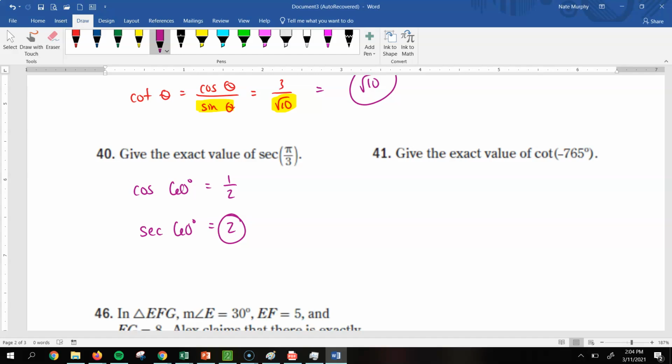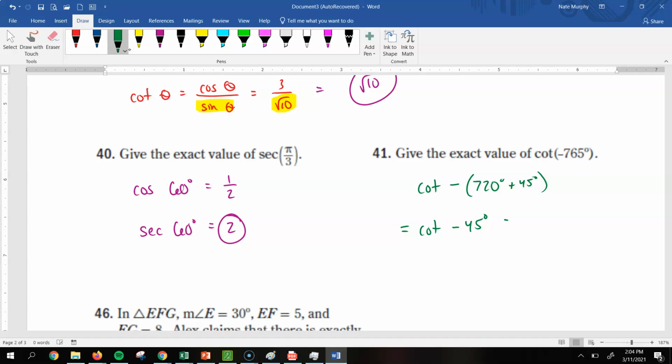For 41, it says give the exact value of the cotangent of negative 765. So I like to look at it this way. Well, 765 is 2 full rotations, which is 720. So if we took 720 plus 45 degrees, that would be the same as 765 degrees. So this is the same as cotangent of negative 45 degrees, because we'd go 2 times around, going in the clockwise direction plus another 45 degrees. And that's going to bring us down in quadrant 4.